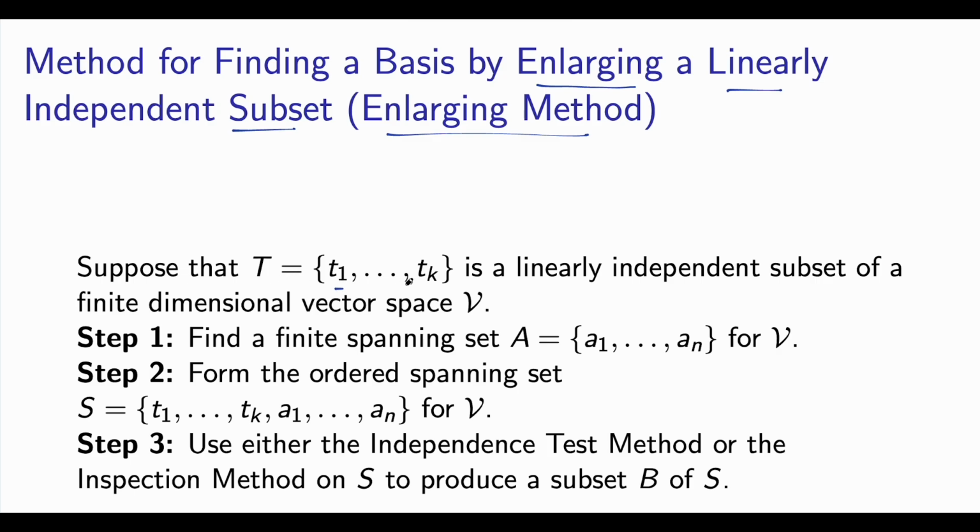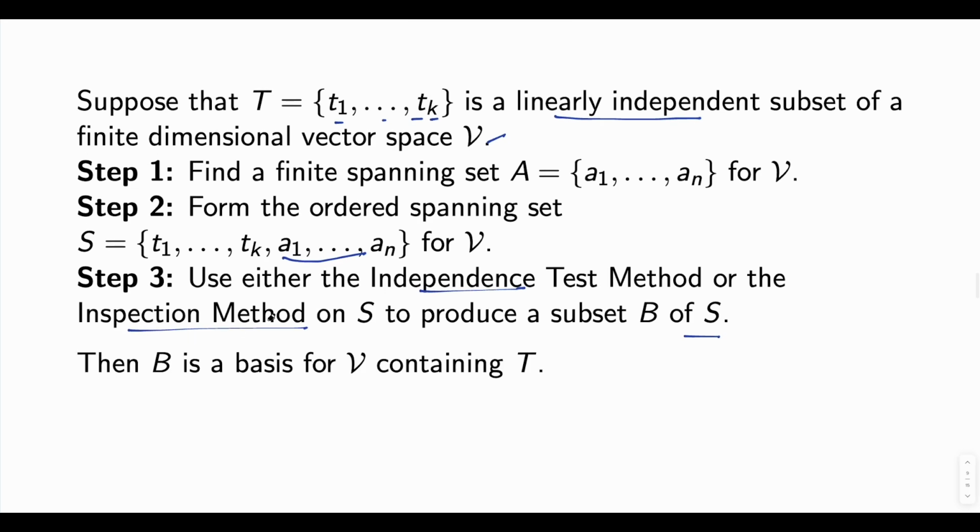Let T be {T1, T2, T3}, which is a linearly independent subset of a finite dimensional vector space V. Then find a finite spanning set A = {A1, A2, ..., An} for V. Form an ordered spanning set S by adding these vectors to T, and use either the independence test method or the inspection method to produce a subset B of S. Then B is called a basis of V containing T.